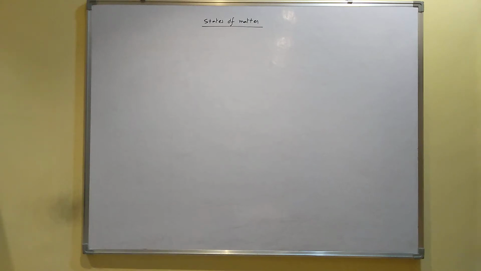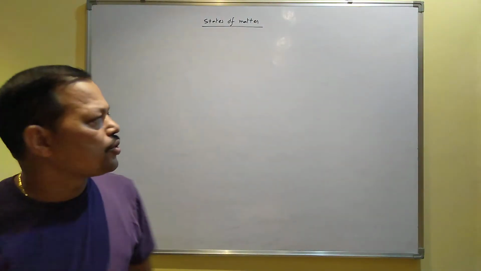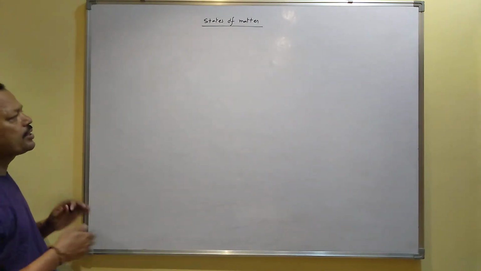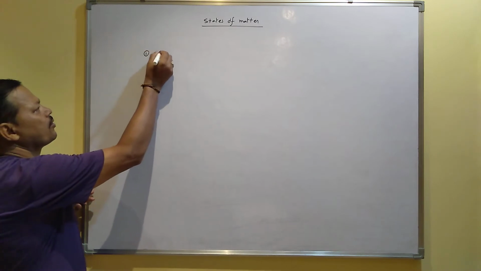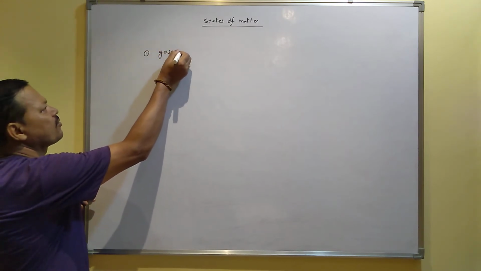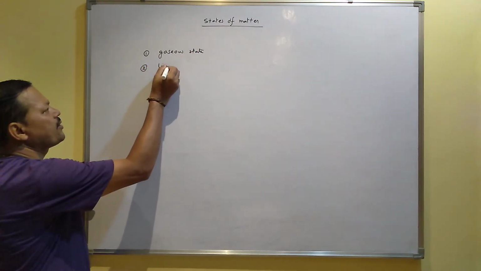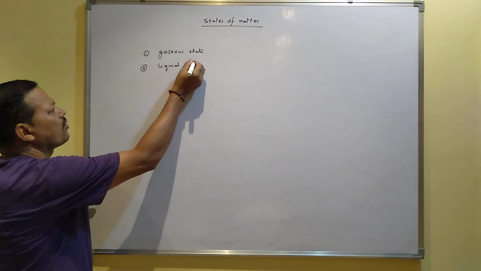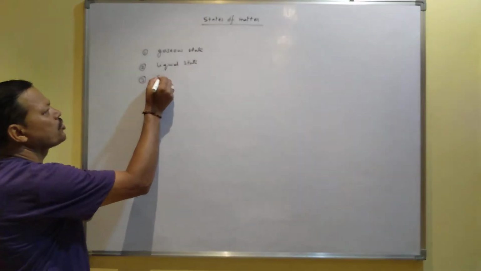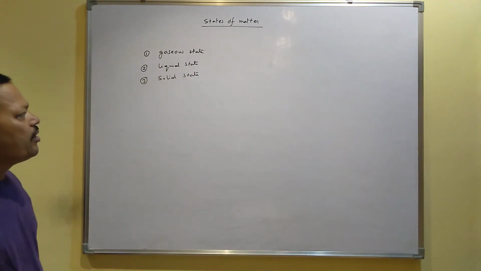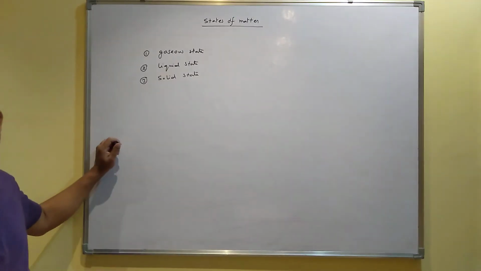Good morning, students. Today we'll start a new chapter, chapter 5, that is states of matter. So, as you know, there are three states of matter, and what are these? Number 1, gaseous state, number 2, liquid state, and number 3, solid state. Do you know the difference between these three states of matter?